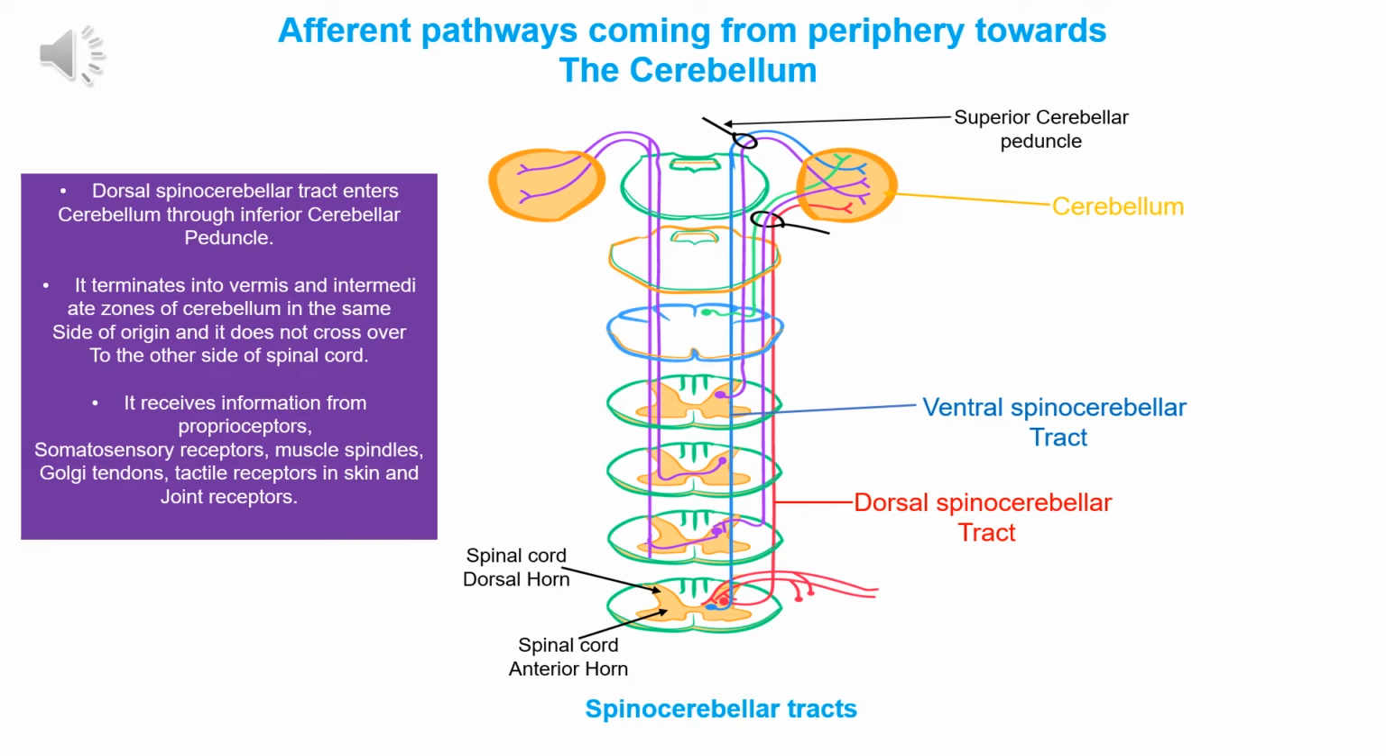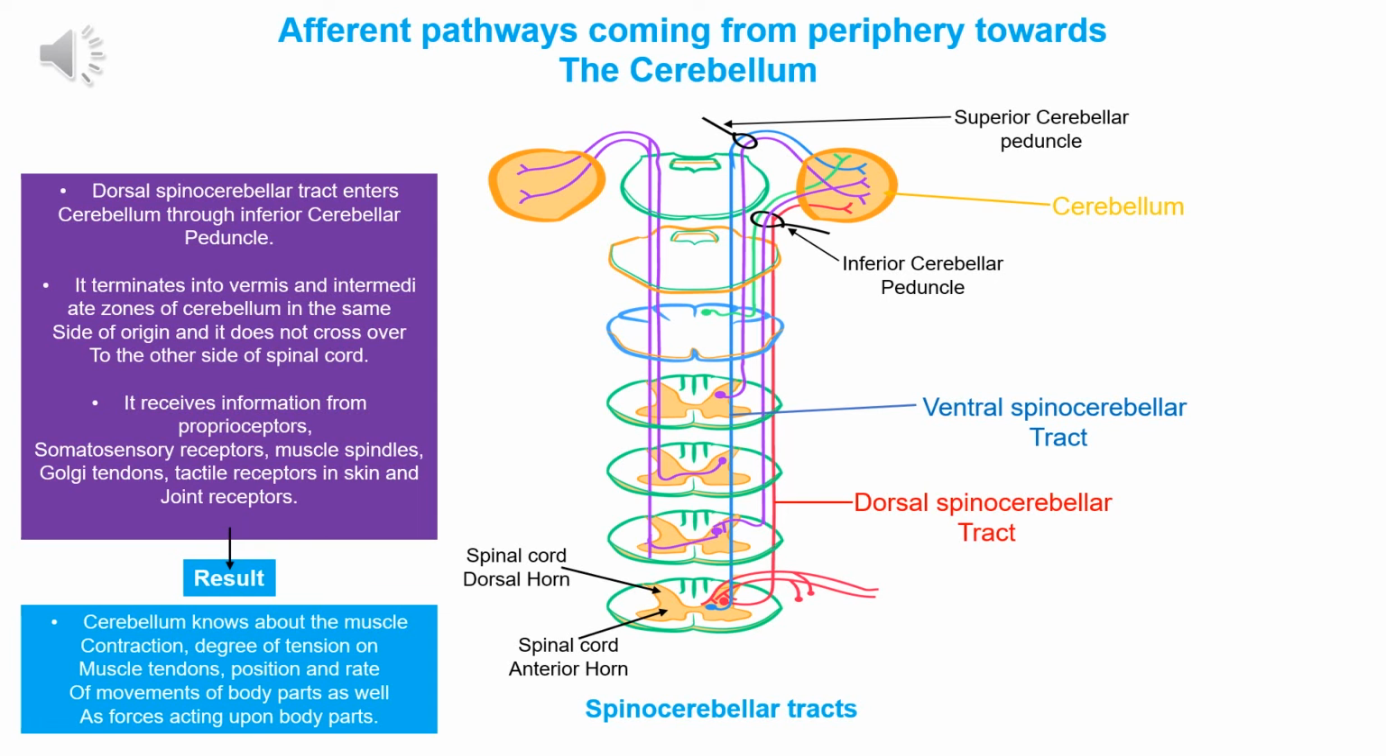It enters cerebellum through inferior cerebellar peduncle and terminates into vermis and intermediate zones of cerebellum on the same side of origin because it does not cross over. It receives signals from proprioceptors, muscle spindles, somatosensory receptors on body, for example Golgi tendons, large tactile receptors in skin, and joint receptors. So, what is the result of all of this?